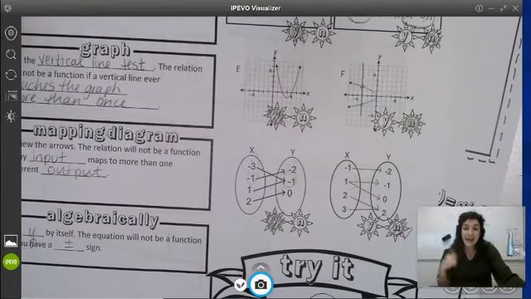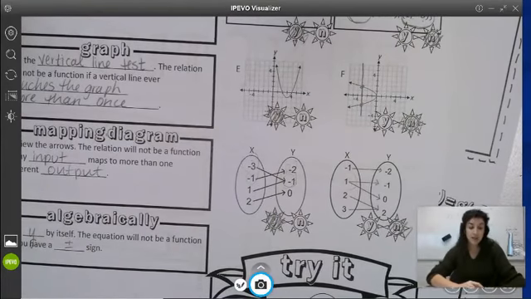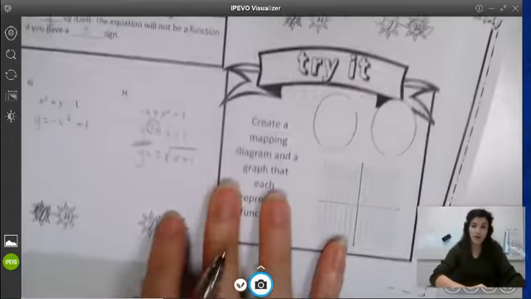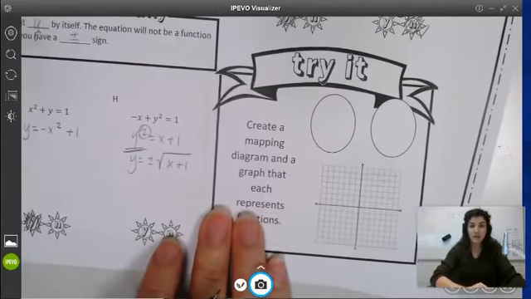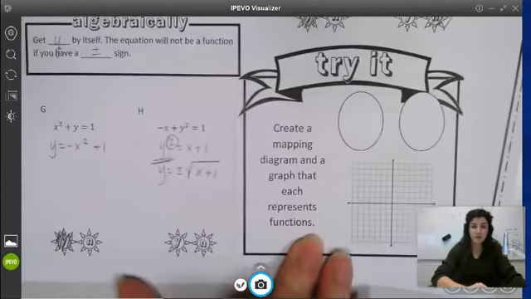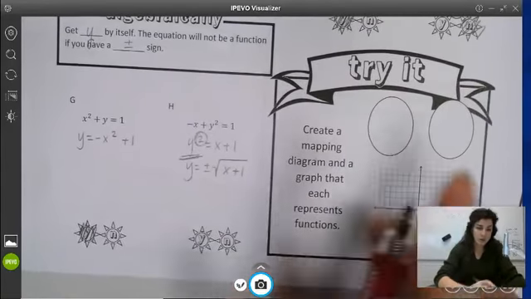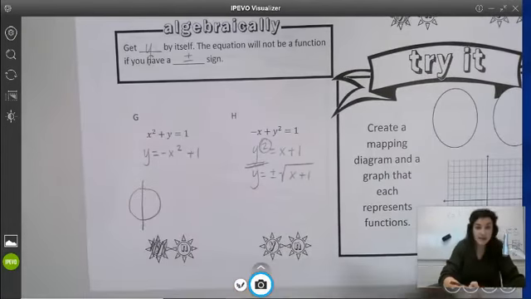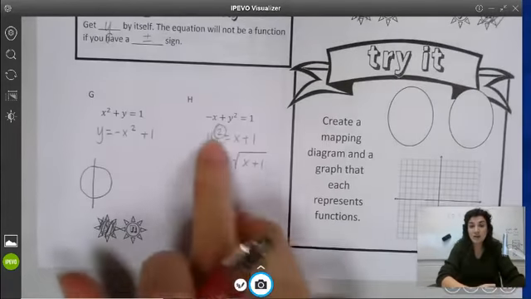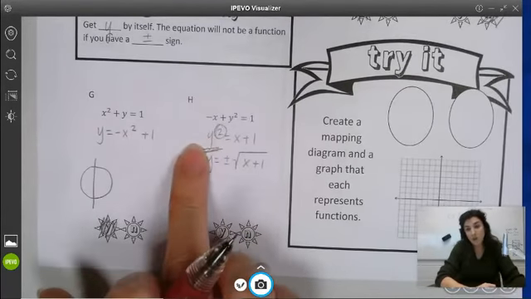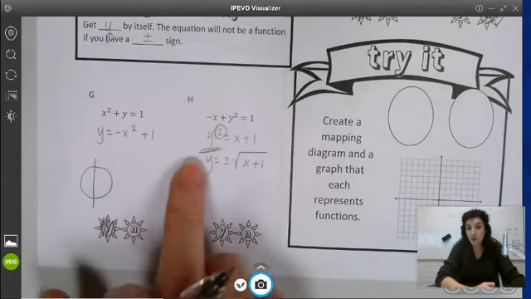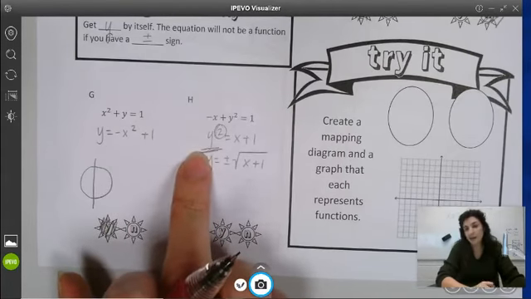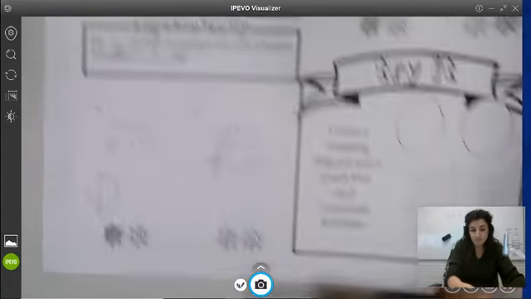Also, when y is squared and x is squared, that's the equation of a circle. And if you think about the graph of a circle, so this is supposed to represent functions, but the graph of a circle would not pass the vertical line test. So pretty much what you're looking for is if y is squared in an algebraic expression or equation, then it is not a function.